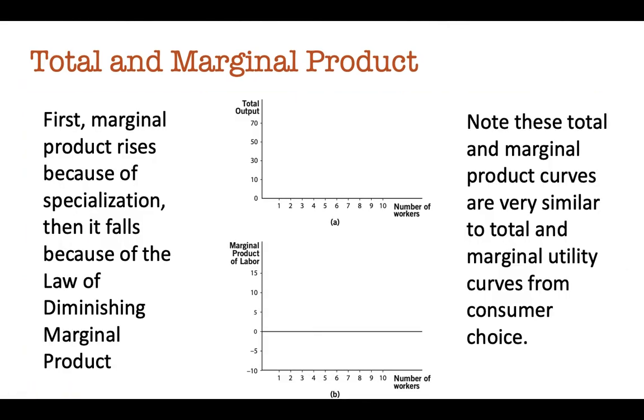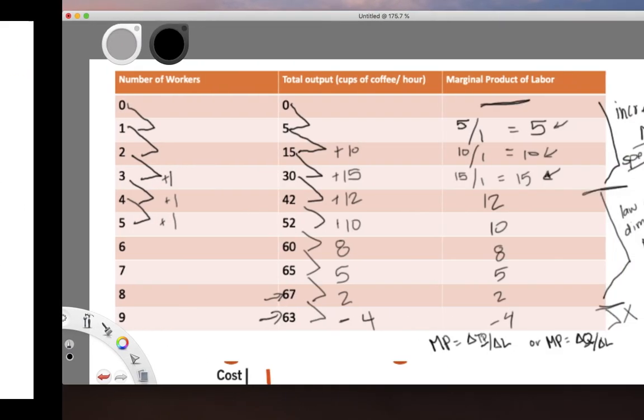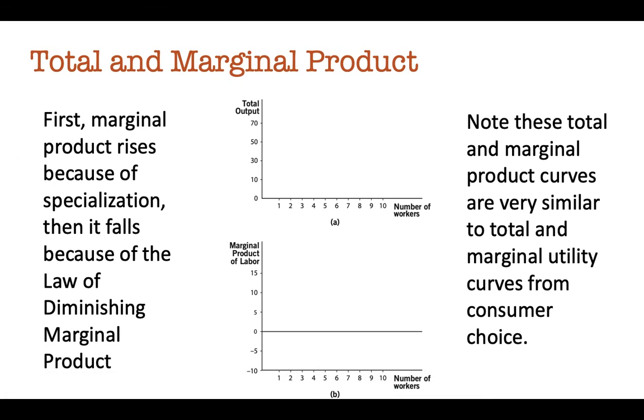So if I wanted to show this table here in graph form, this top graph I could use to show total output. And you'll notice this kind of curved graph is very similar to what we saw in 1.3 when we looked at a total utility graph. So we kind of have 3 zones here. And if we were to graph marginal product, we have the 3 zones here.